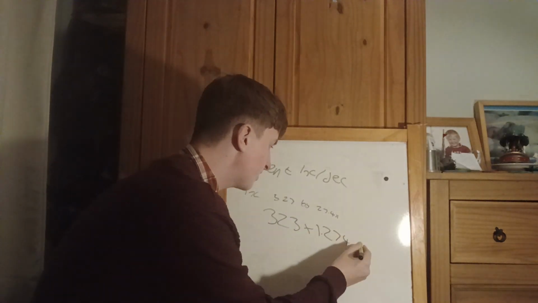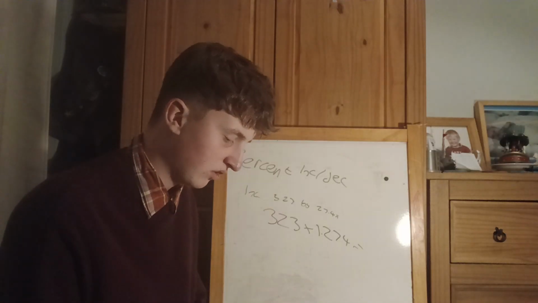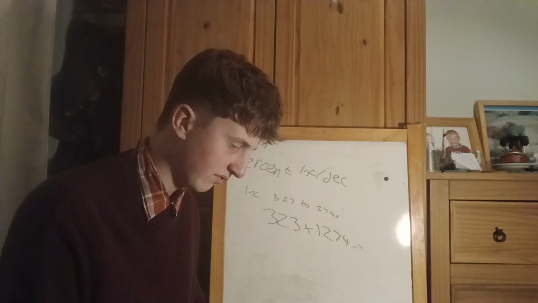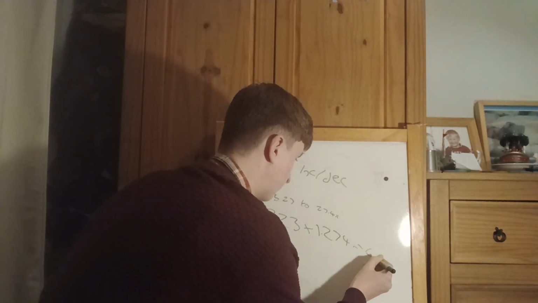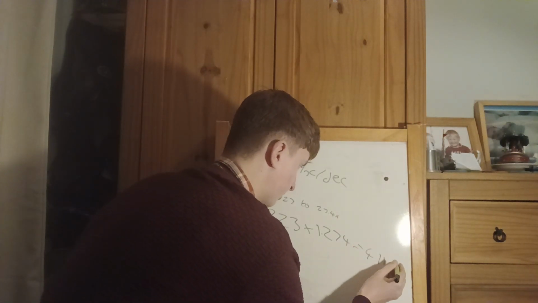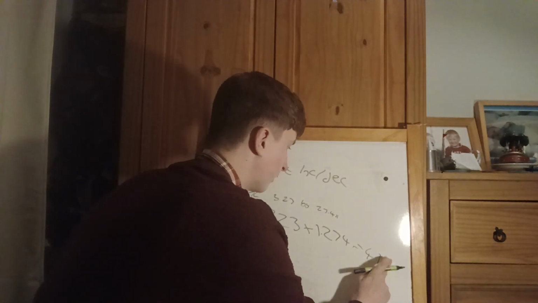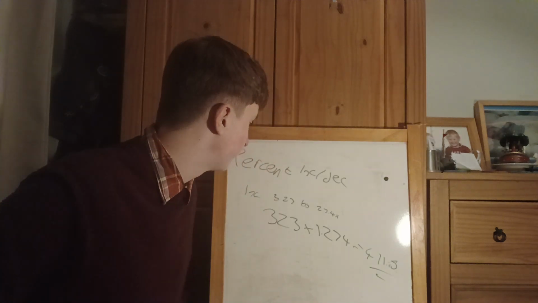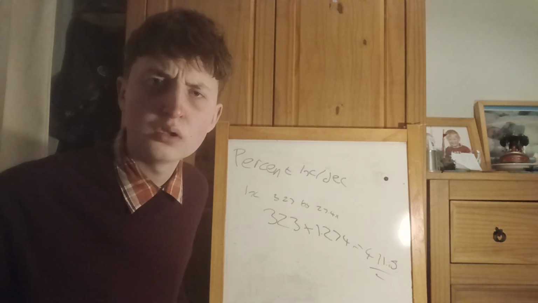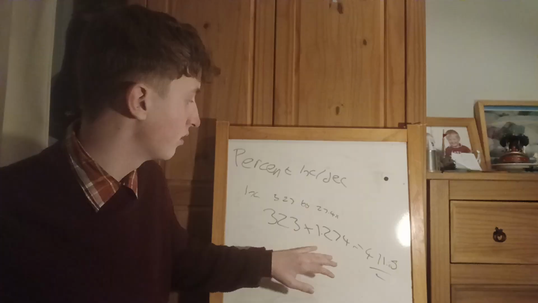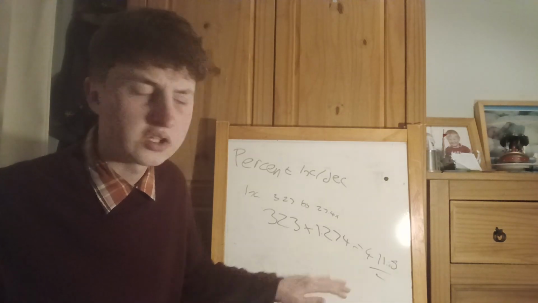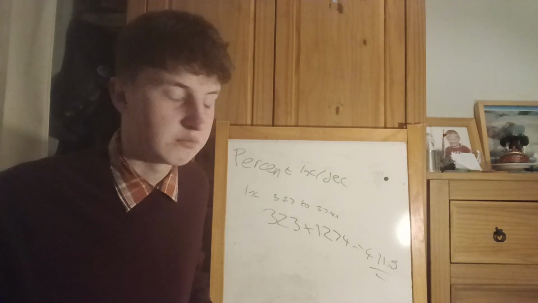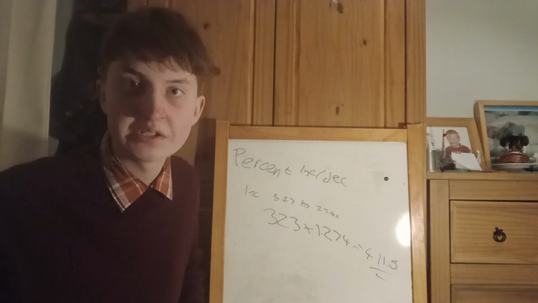So type this into your calculator: 323 times 1.274, which spits out 401.5. Yes, so this is increasing by a decimal. We want our times number to be over 1, because if it's below 1 it will decrease. On to our next segment, decreasing by decimals on the calculator paper.